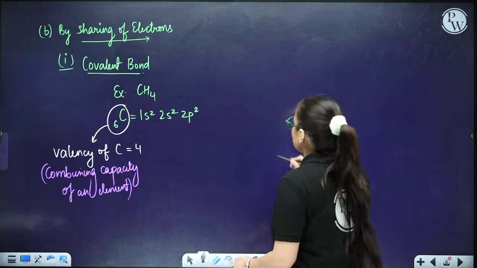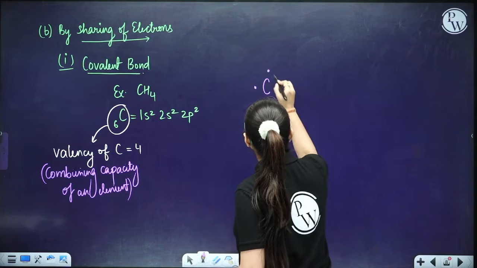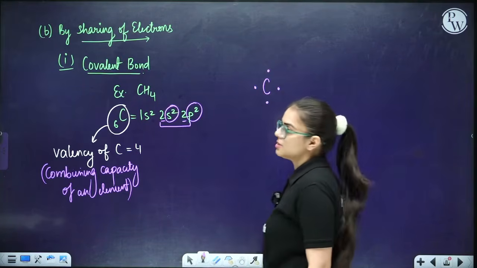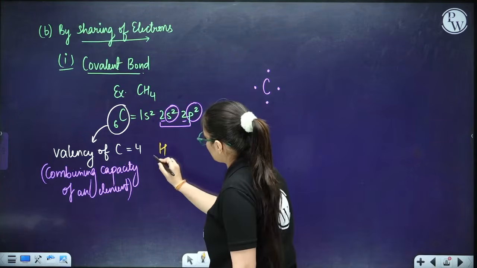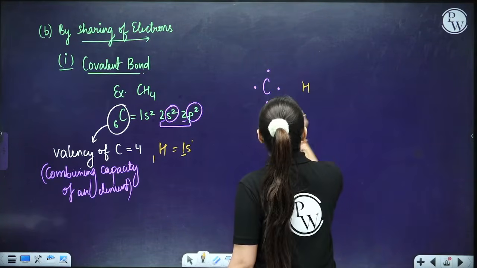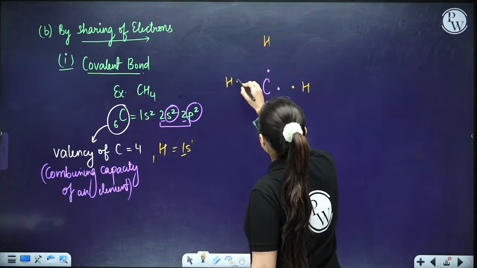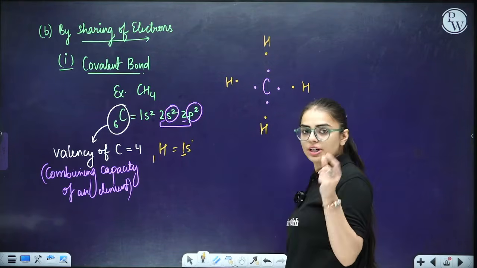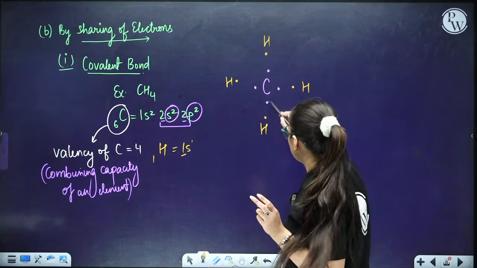Now let us consider this carbon. Carbon has valency 4. That means 4 electrons are seen in the outermost shell, because 2 is the outermost shell. It contains 2 electrons of S and 2 of P, that means 4 electrons. Now let us talk about hydrogen. Hydrogen is atomic number 1, so it is 1s1. So 1 electron in the outermost shell. Each hydrogen contains one electron in the outermost shell. When hydrogen gains 1 electron, it will complete its duplet. Duplet is holding 2 electrons. The s orbital can hold a maximum of only 2 electrons.